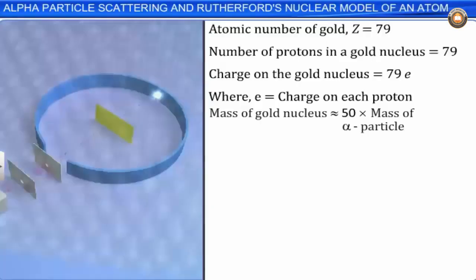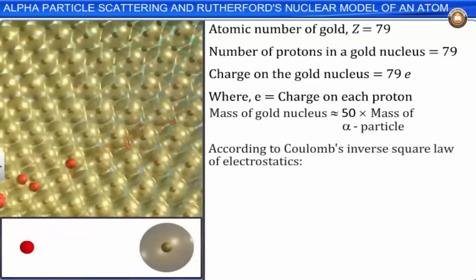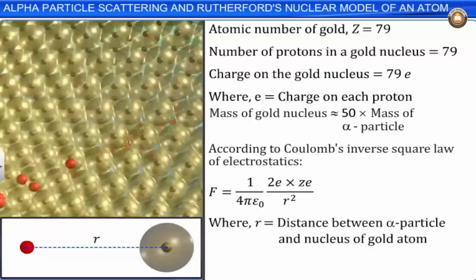Now, according to Coulomb's inverse square law of electrostatics, the magnitude of the repulsive force between the alpha particle and the gold nucleus F is equal to 1 by 4 pi epsilon naught into 2e into Ze by r square, where r is the distance between the alpha particle and the nucleus of the gold atom. This force acts along the line joining the alpha particle and the nucleus of the gold atom. The direction of this force and its magnitude continuously changes as the alpha particle approaches or recedes from the nucleus.